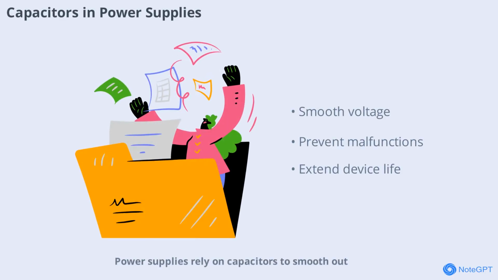Power supplies rely on capacitors to smooth out voltage and provide stable power to electronic devices. They absorb voltage spikes and fill in gaps when the supply fluctuates. This stability is crucial for computers, televisions, and other sensitive electronics, preventing malfunctions and extending device life.